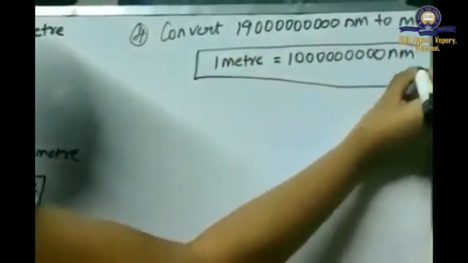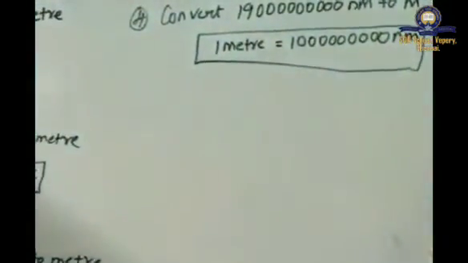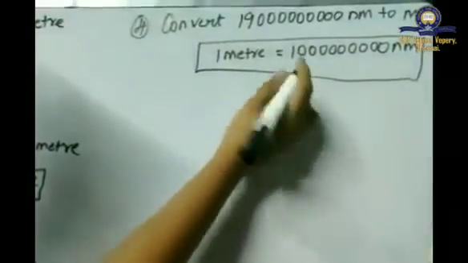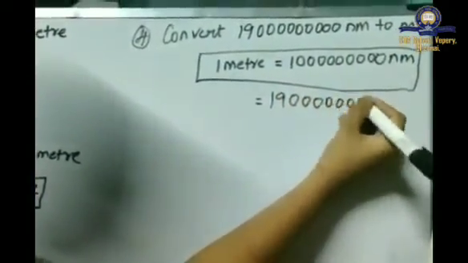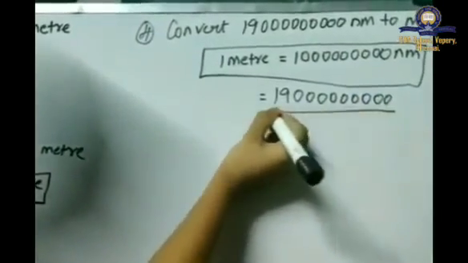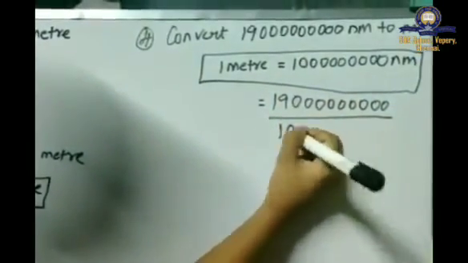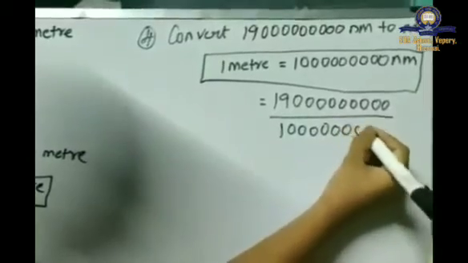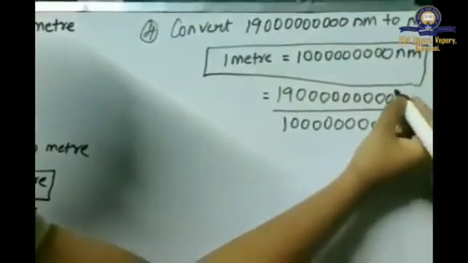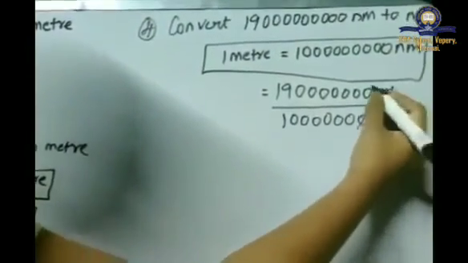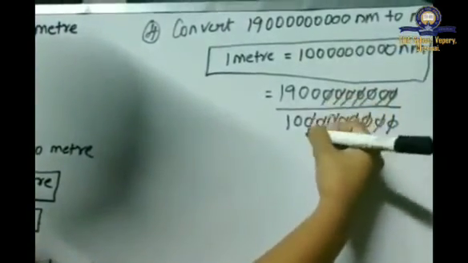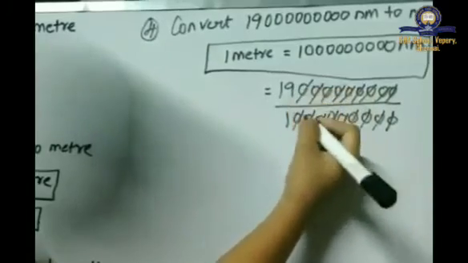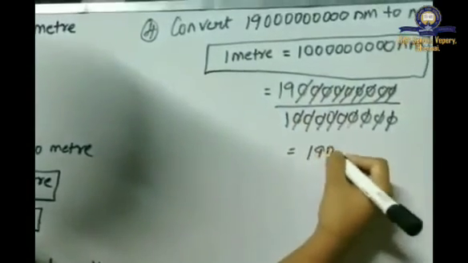So if you want to convert nanometer in terms of meter, you are going to divide the value 19 followed by 9 zeros, 3, 4, 5, 6, 7, 8, 9 divided by 1 followed by 9 zeros. So you're going to divide. You're going to cancel all the zeros. So 19 divided by 1 is 19 meter.